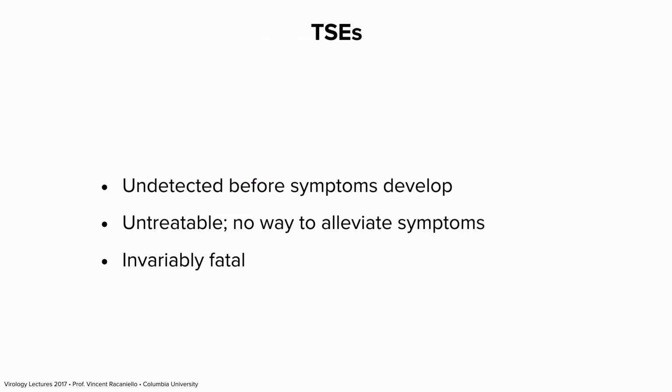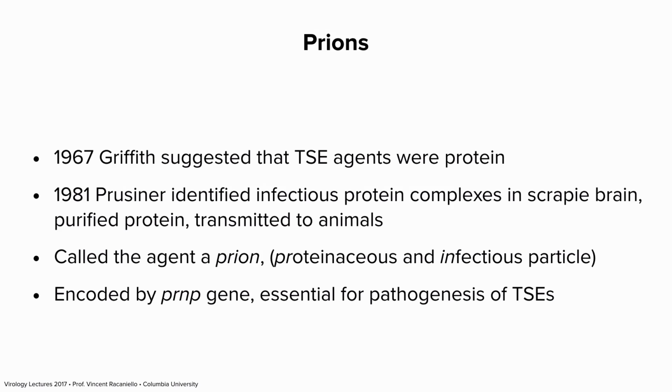So in general, these diseases in people are undetected before symptoms develop. Now, we have developed some blood assays, which I'll tell you about in a moment, but that's only in the past year or so. So for the most part, the only way you knew was to have certain kinds of symptoms. They're not treatable. Even if you are diagnosed, we have no way to treat you, and these are invariably fatal diseases. So they're rare, but you're going to die from them. There's no way that we can take care of them.